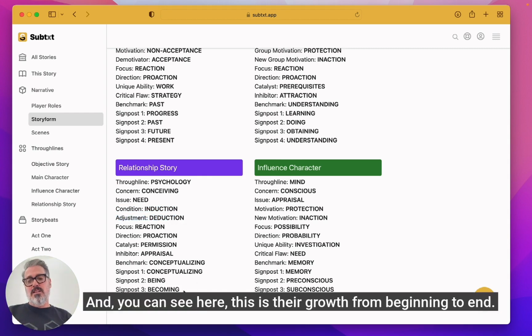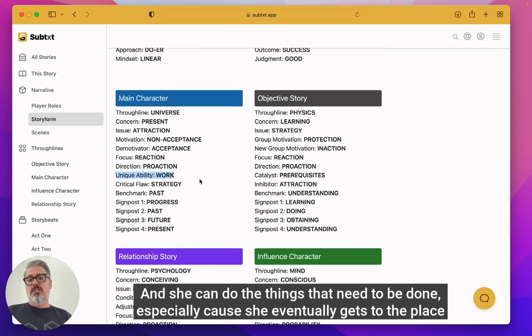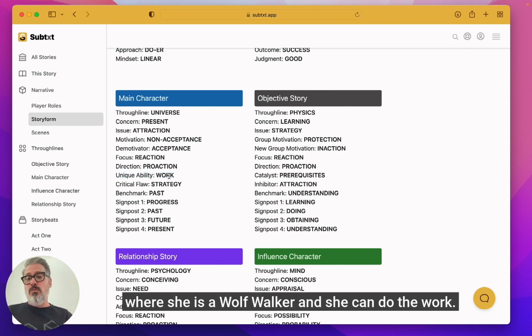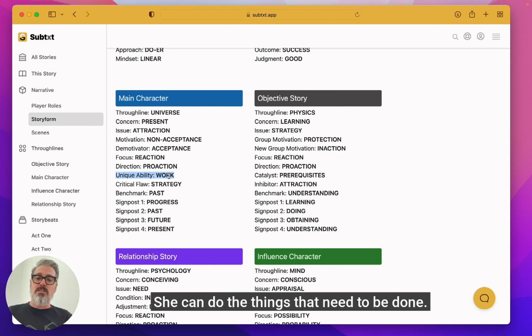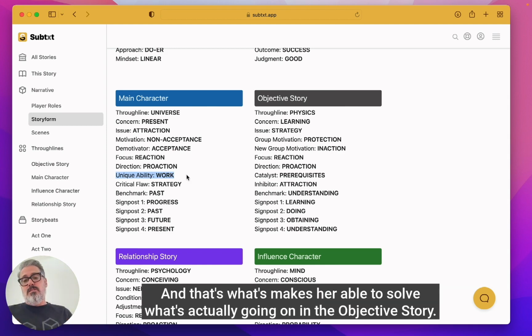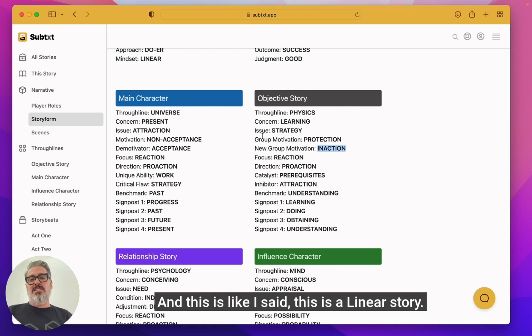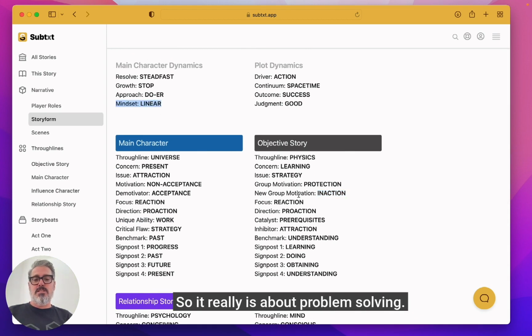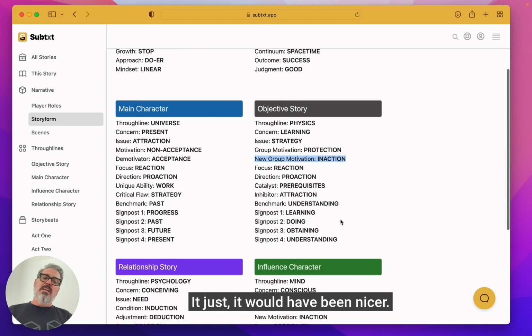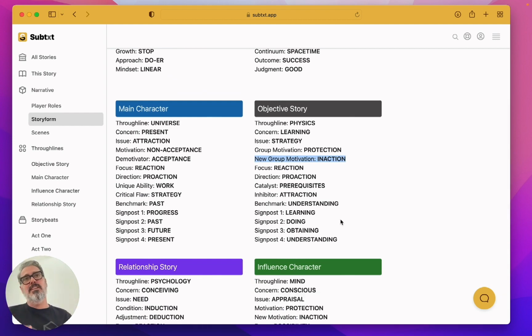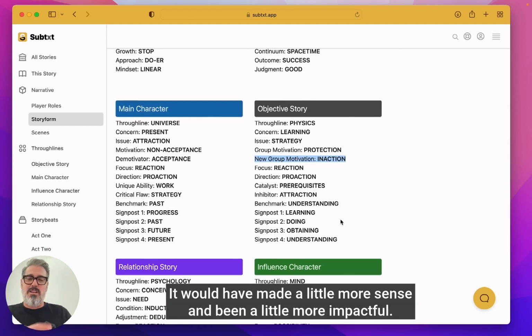And you can see here, this is their growth from beginning to end. And she can do the things that need to be done, especially because she eventually gets to a place where she is a wolf walker and she can do the work. She can do the things that need to be done. And that's what makes her able to solve what's actually going on in the objective story. And this is, like I said, a linear story, so it really is about problem solving. It would have been nicer, it would have made a little more sense and been a little more impactful.